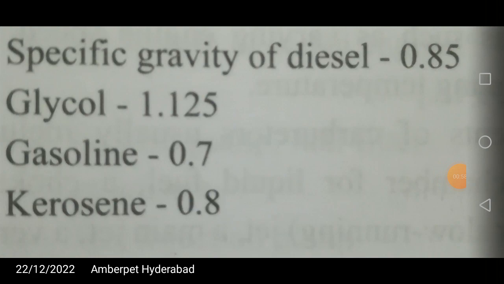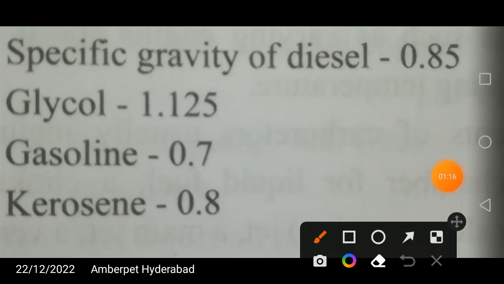Now coming to kerosene, this is mostly used. Gasoline and diesel are used in petrol and diesel engines respectively, that is SI engine, spark ignition, and CI engine, that is compression ignition engines. Coming to kerosene, its specific gravity is 0.8. So definitely its density must be equal to 800 kg per meter cube.